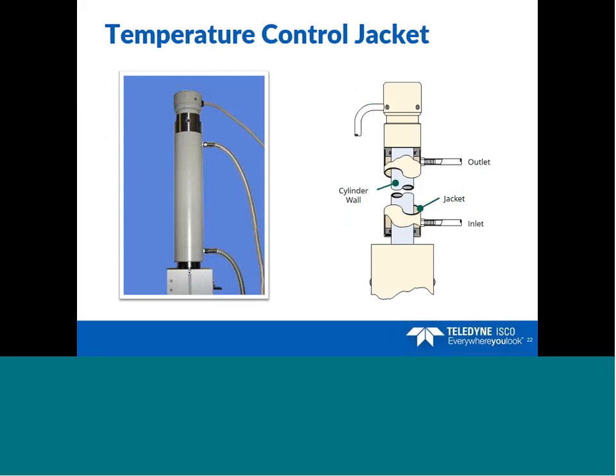The optional temperature control jacket is slid over the pump cylinder. It consists of two O-rings located at the top and the bottom for sealing, an inlet port located at the bottom, and an outlet port located at the top. The fluid entering the jacket will come in direct contact with the cylinder to remove or transfer heat.